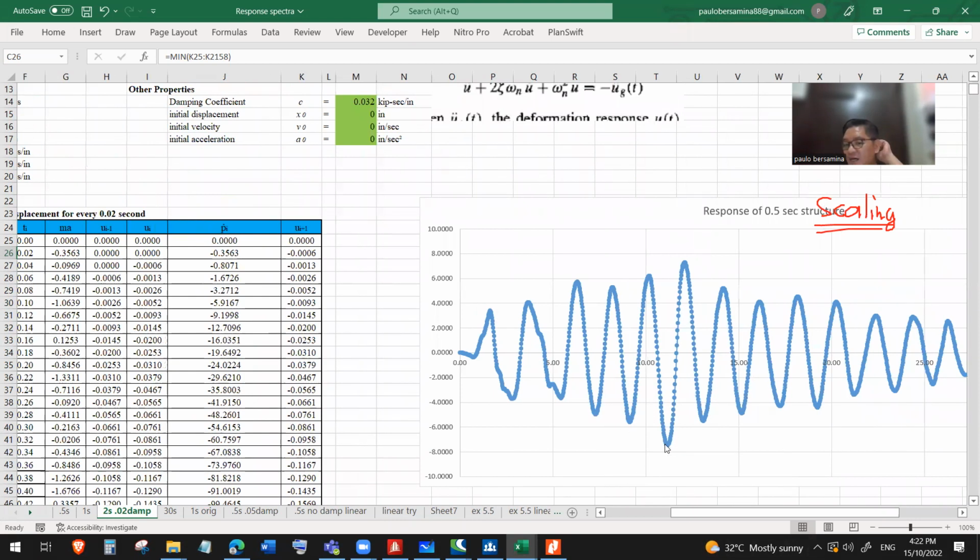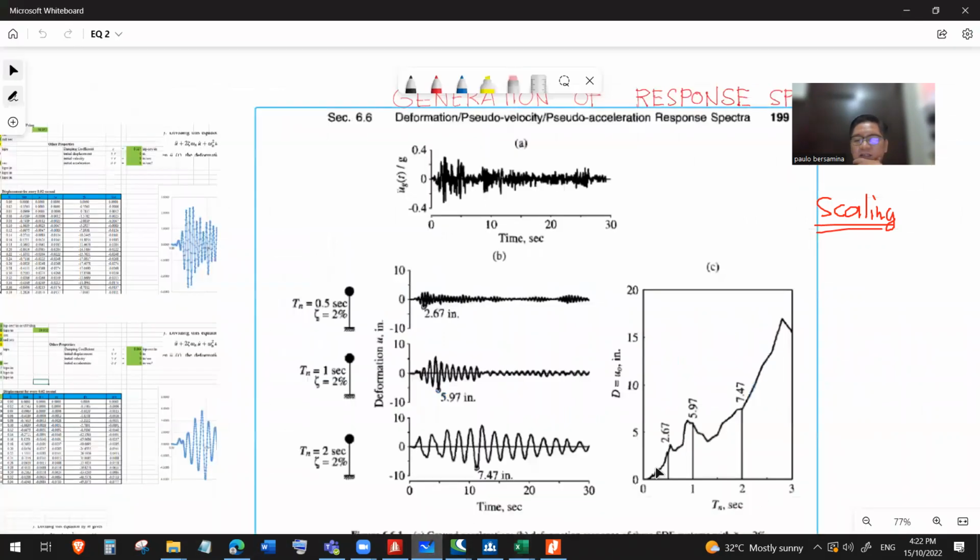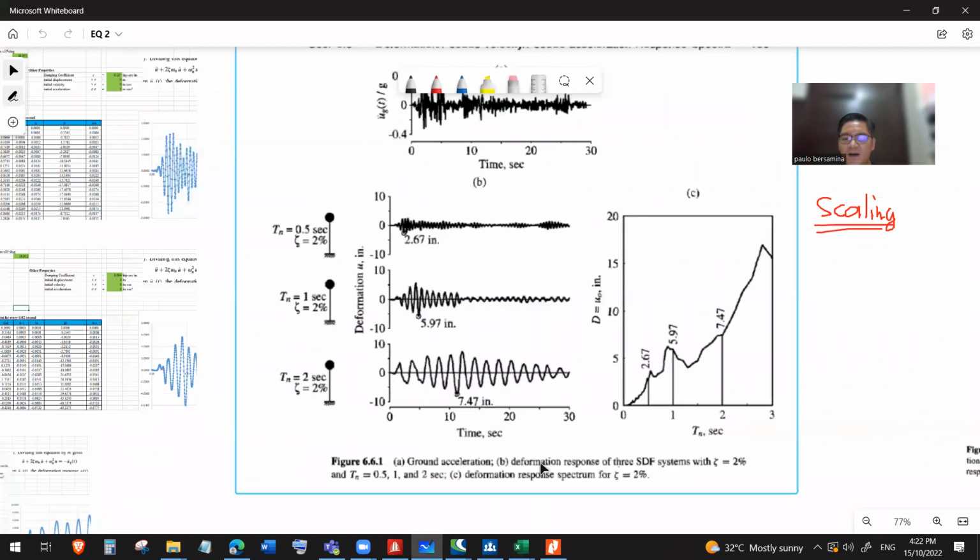Okay, so you can see yung plot ng cyclic motion niya. So mas malaki yung period niya kasi. Okay? And so on and so forth, until you plot, you combine all those plots of maximum response, peak deformation response, you will come up with this curve. So we call this the deformation response. Deformation yan. Okay?